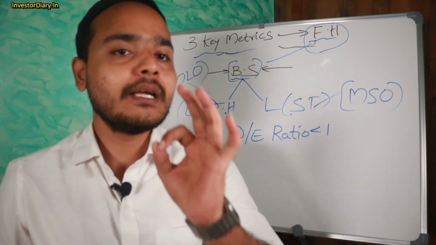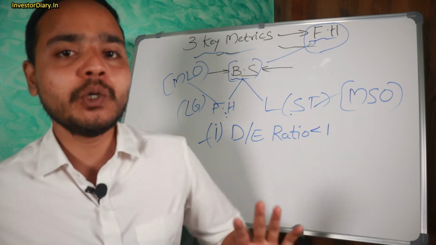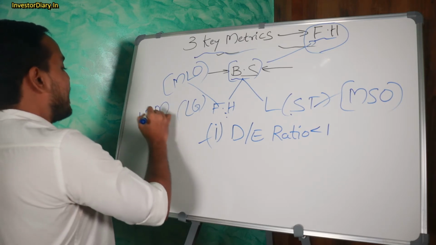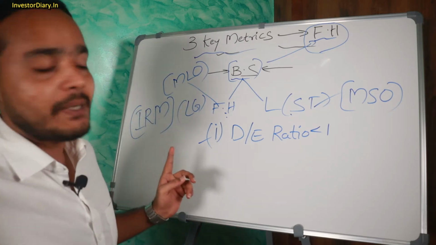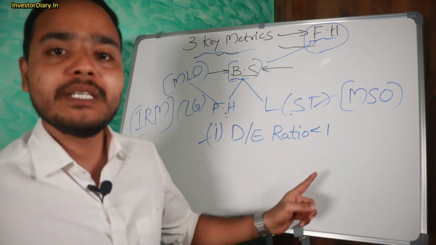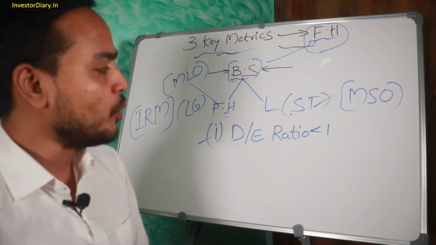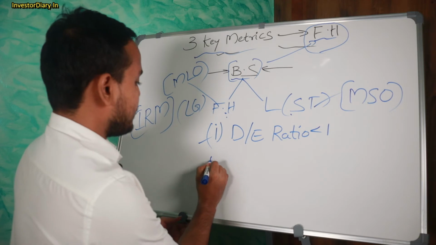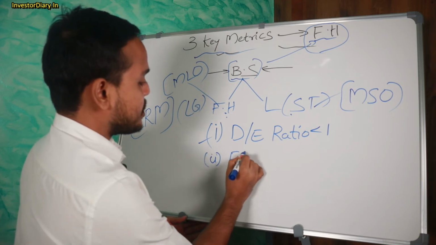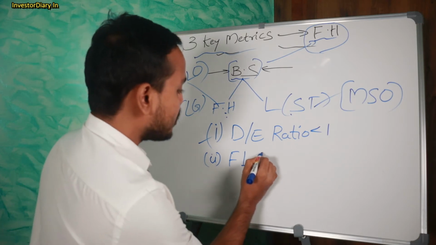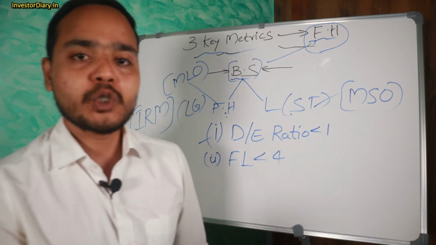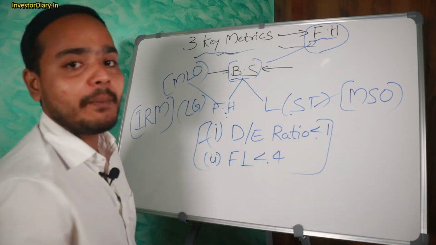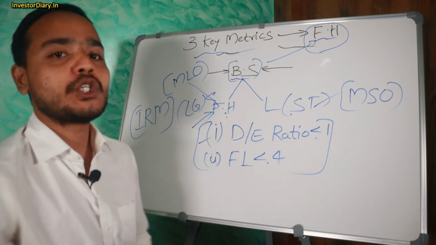Debt to equity ratio is less than 1, and how to compute this debt to equity ratio? Like I said, I will make a separate course known as Investing Ratios Mastery. In this Investing Ratios Mastery, I will cover everything about how to compute these ratios and all. But here I am directly giving you the blueprint. So, the first metric is the debt to equity ratio should be less than 1. Second is financial leverage. Financial leverage should also be less than 4. So, debt to equity ratio less than 1, financial leverage less than 4. If a company has these parameters, then its financial health is strong.